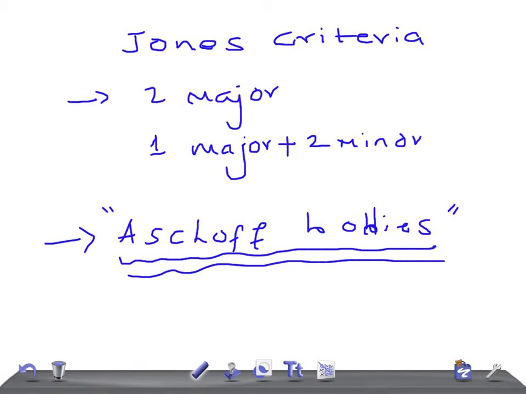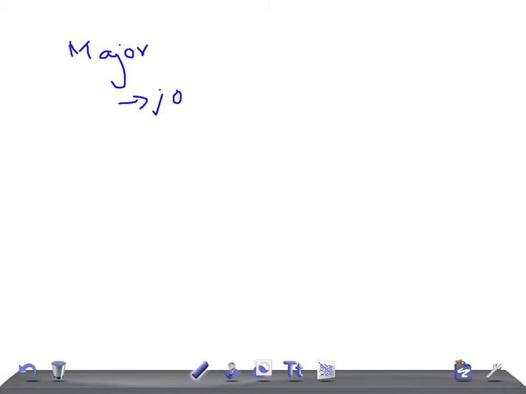Let's talk about the Jones criteria. In the Jones criteria, we have major and minor. In the major, we have joints in the form of polyarthritis, known as migratory arthritis. Polyarthritis, I'm going to discuss about this later. Let me list out the major criteria.